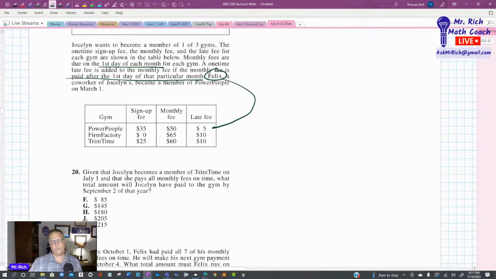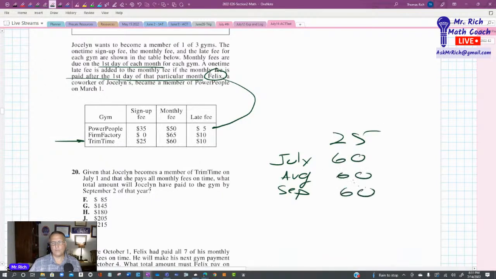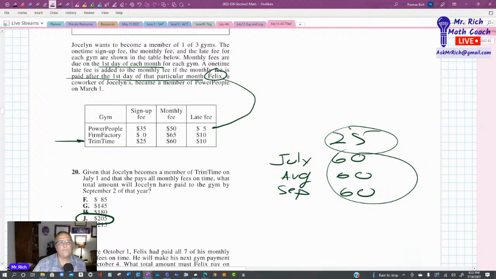Given that Jocelyn becomes a member of Trim Time on July 1st and that she pays all monthly fees on time, what total amount will Jocelyn have paid to the gym by September 2nd of that year? So she's going to pay for July, for August, and September. She will have paid a sign-up fee of $25. She would have paid the monthly fees with no late fees. So I'm liking 205. I'm looking at 180 plus 25. I'm liking 205. Let me go back up here.